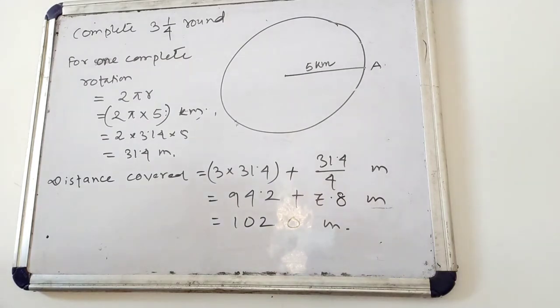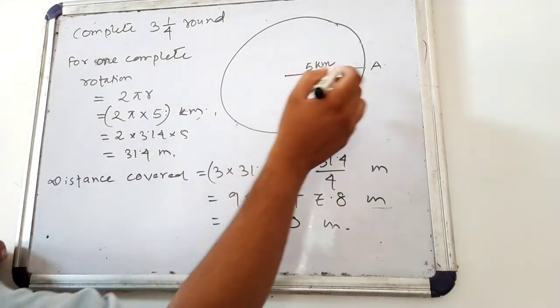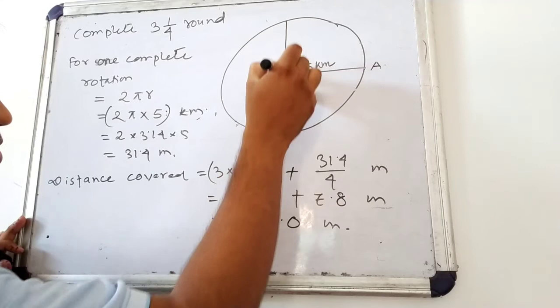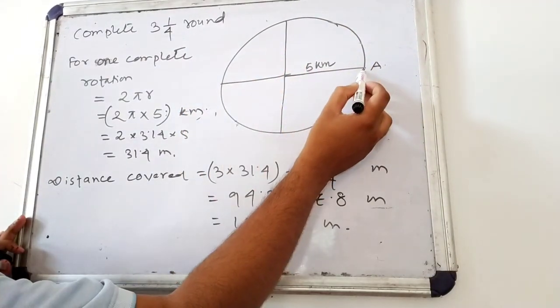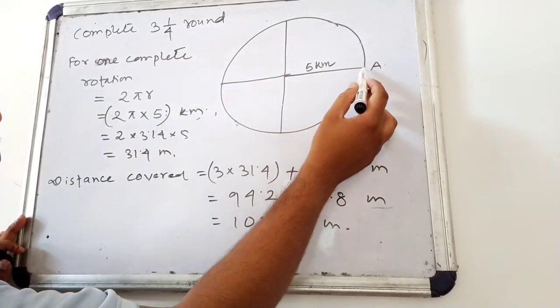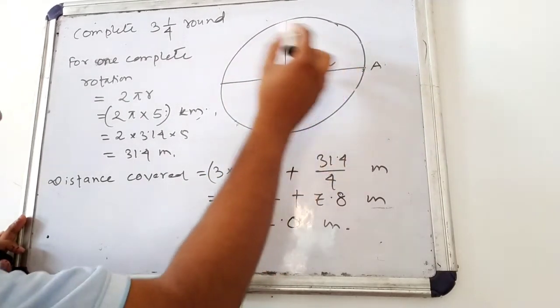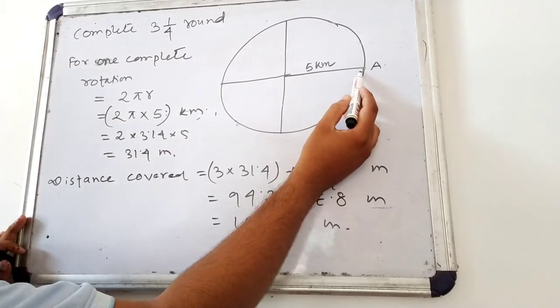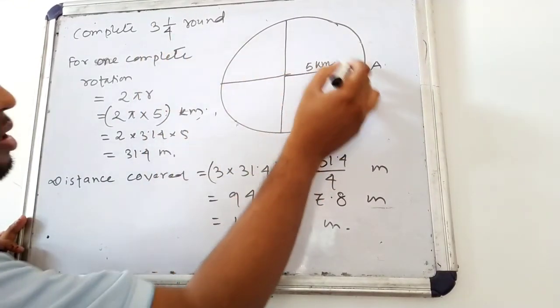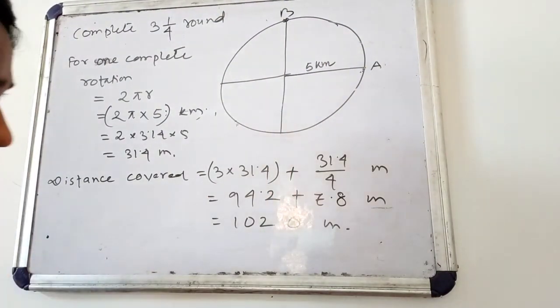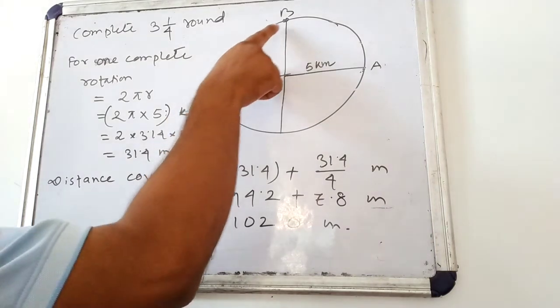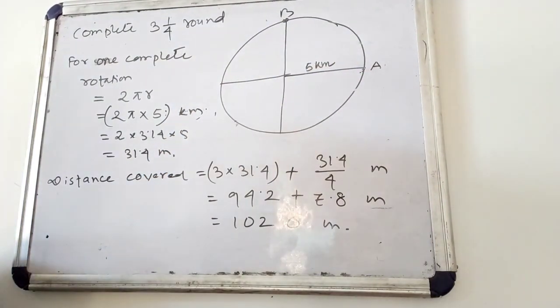Now what will be the displacement? So for displacement we have to find the final position. So after one round it will again reach the point A, after the second round it will again reach the point A, and after the third round it will again reach the point A. Then after 1/4 round it will reach this position. Okay, then this will be the final position and this will be the initial position.